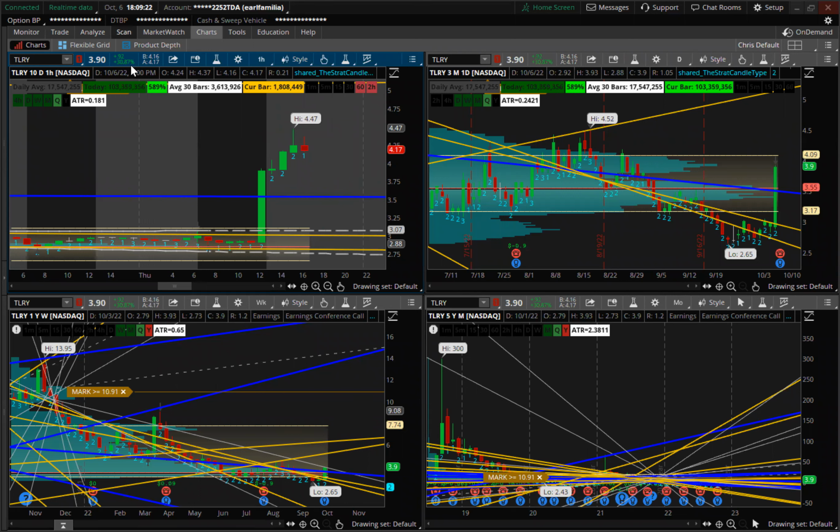Tessie might come on down. Looks like the point of control hasn't been kind to it. Okay. All right. Let's do this. That broadening formation is ugly.